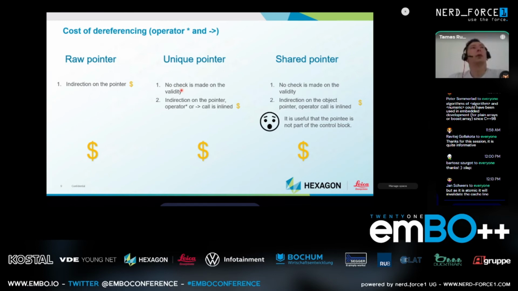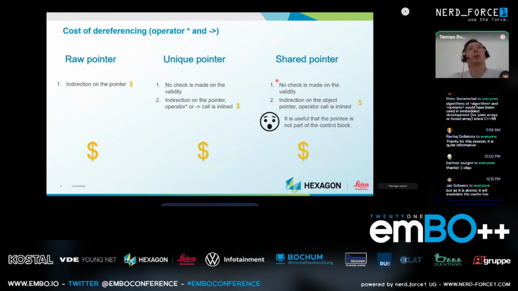In the unique pointer, the important thing is that there is no validity check. It would be possible here to maybe throw an exception or make an assertion or something like that to check the pointer, but maybe this was a design decision that they don't do it, and then they just do the normal dereferencing. So basically, because of that, we come to the same cost like we had for the raw pointer.